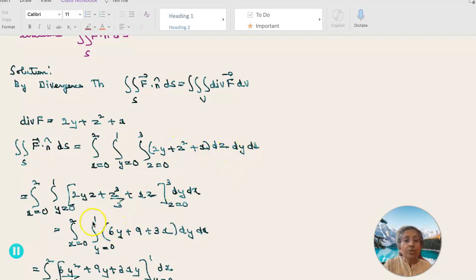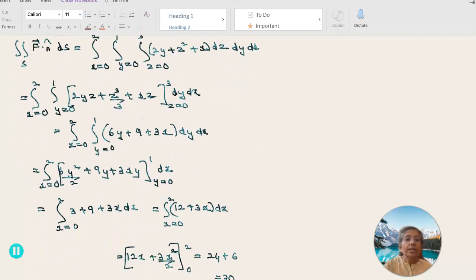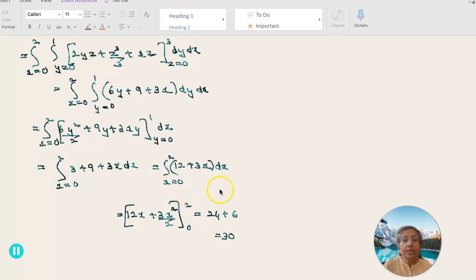So integrating with respect to z first, keeping the x and y limits as they are, you get 2yz plus z cube by 3 plus xz within the limit z equal to 0 to 3 dy dx. So that will be integral x equal to 0 to 2, y equal to 0 to 1. Substituting within the limits, we get 6y plus 9 plus 3x dy dx. Now integrate with respect to y, so you get x equal to 0 to 2, 6y squared by 2 plus 9y plus 3xy within the limits y equal to 0 to 1 dx. So that will be 3 plus 9 plus 3x dx. That is integral x equal to 0 to 2, 12 plus 3x dx.